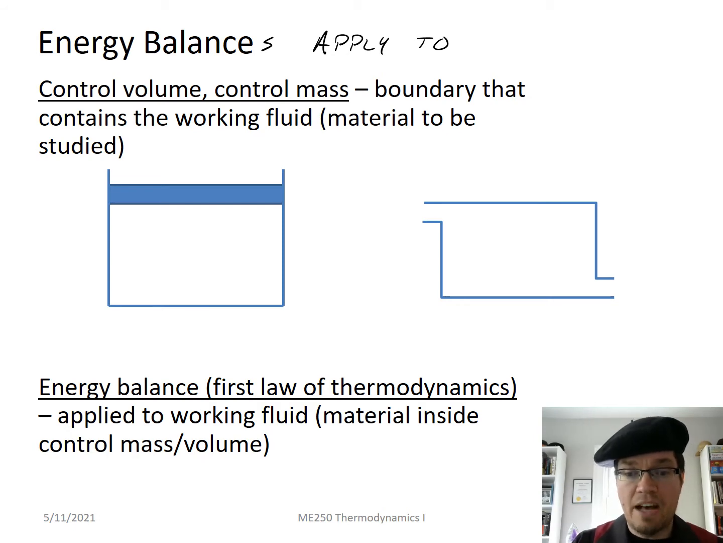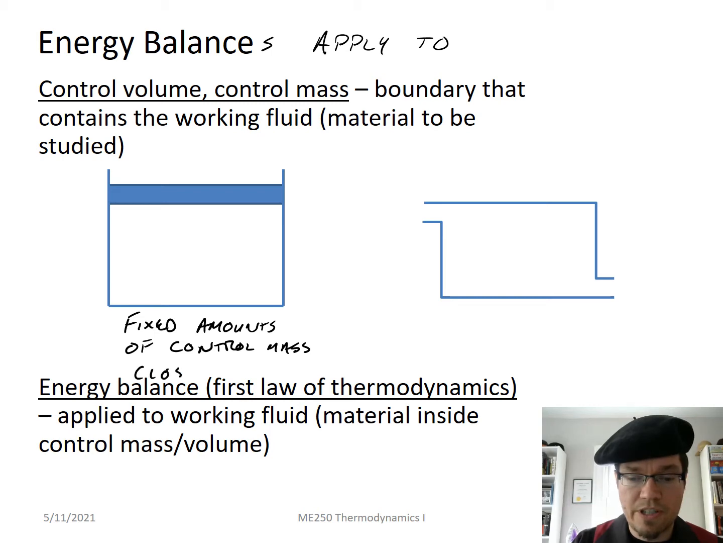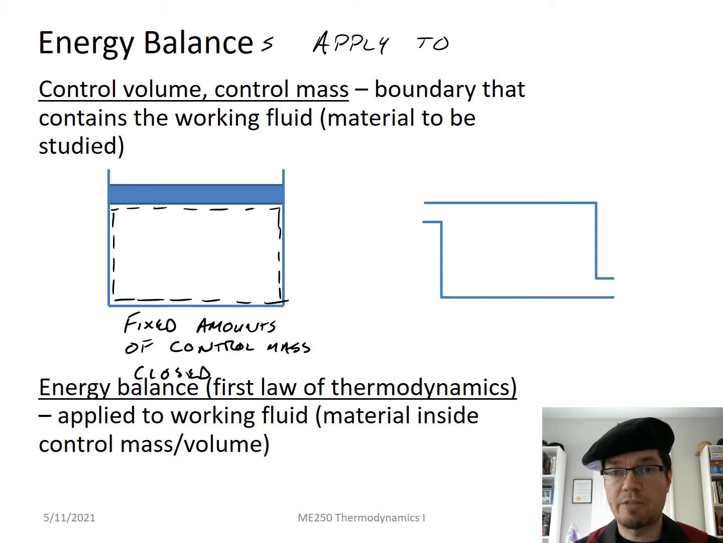Energy balances apply to fixed amounts of mass, which is also called a control mass. These are closed systems, closed because the boundary that we draw contains the same identical chunk of mass. In this case, whatever is the mass inside this piston cylinder arrangement.